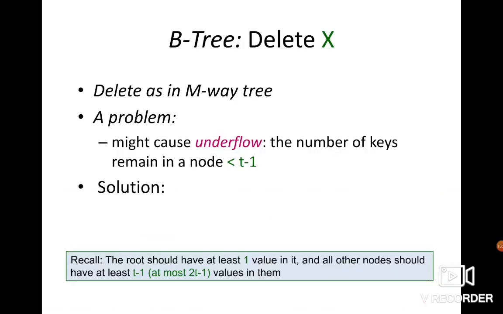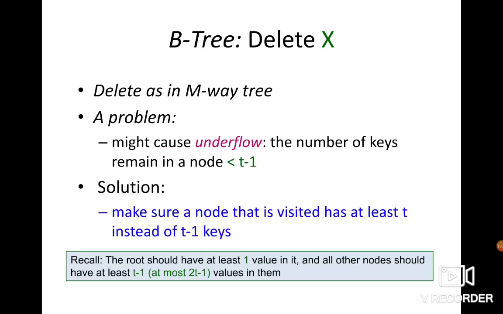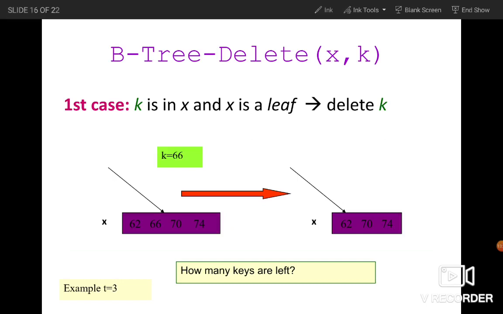So what is the solution for this problem? You have to make sure a node that is visited has at least t instead of t minus 1 keys. That is, if the node contains t keys, then you can choose that node for deletion. In B tree deletion, we are going to see two cases. One is deleting from a leaf node and the other is deleting from an internal node.